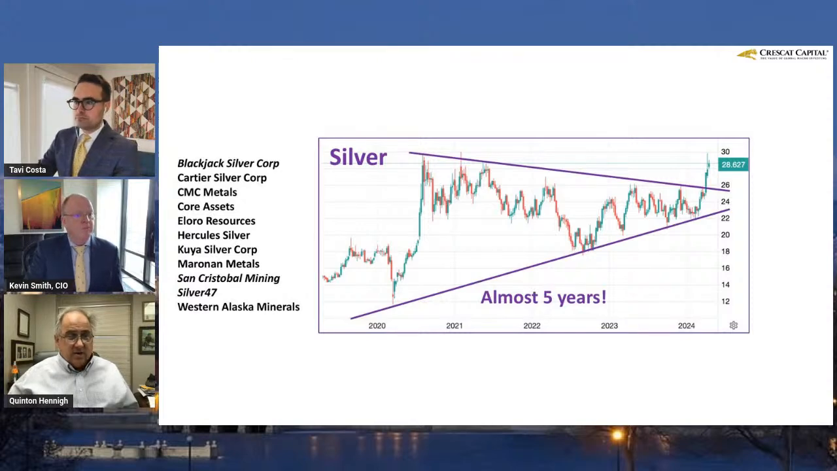And guess what? We're in there. We're in there at a pre-IPO level. And it's going to be an excellent story when it comes out. Western Alaska, I don't need to say anything more. Once they get going again, drilling, etc., I think it's going to be a phenomenal silver story.